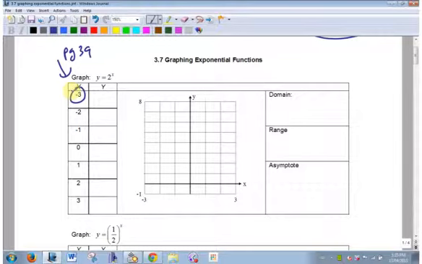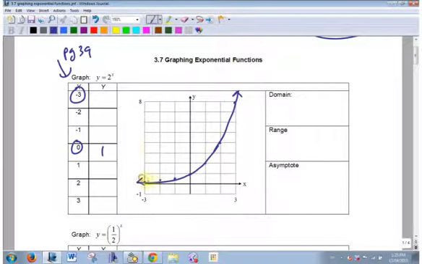Well, if x is negative 3, that's 2 to the negative 3, which is 1 over 2 to the positive 3, which is 1/8, right? So if x is negative 3, this is an 8. 2 to the negative 2 is 1 over 2 to the 2, which is 1 over 4, otherwise known as a quarter, a half. Anything to the 0 power is 1. 2 to the 1 is 2. 2 to the 2 is 4. And 2 to the 3 is 8.